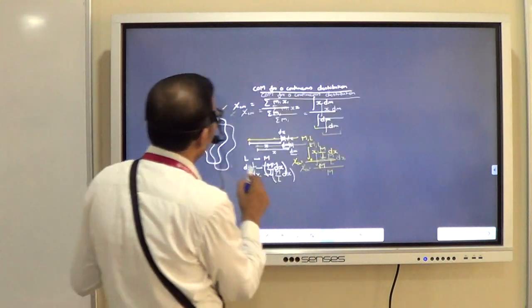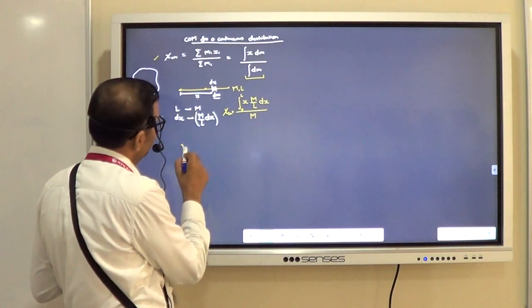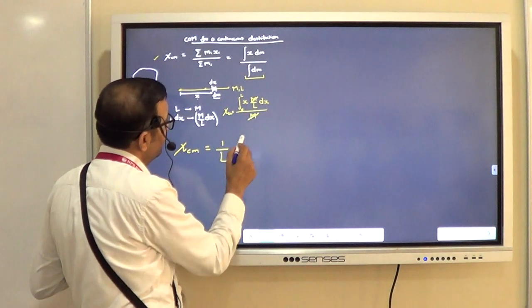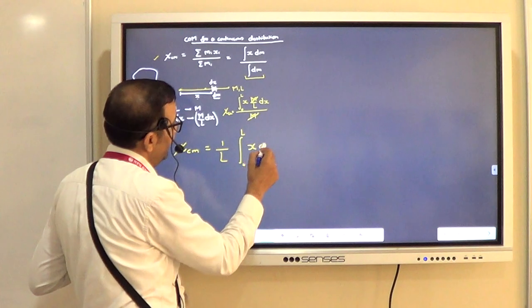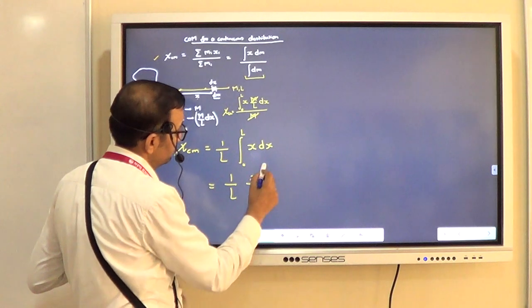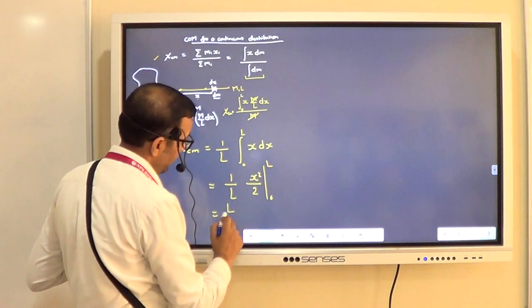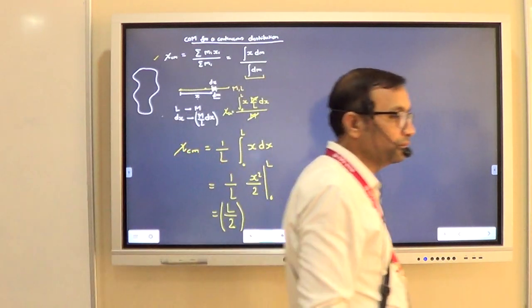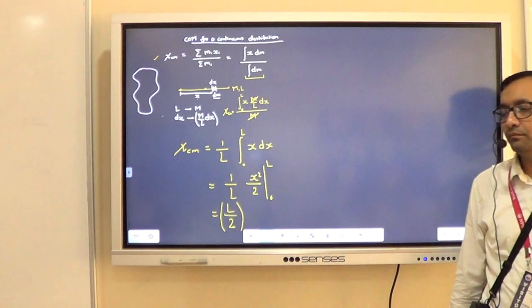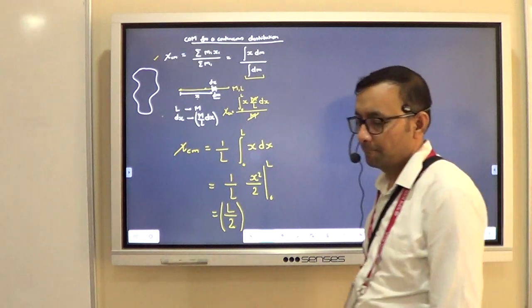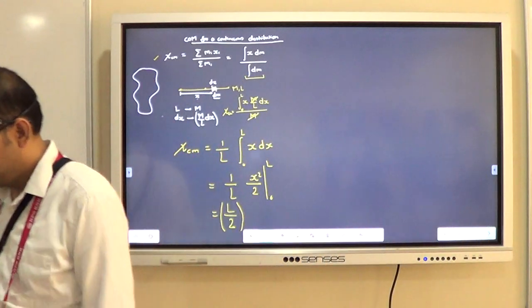Now try finding out the answer quickly. M and M go away. 1 by L comes out of the integral, it is constant. 0 to L, x dx. The integral of x dx is x square by 2. With limits 0 to L, you get L square by 2, and one L will get cancelled, so L by 2. Got it?